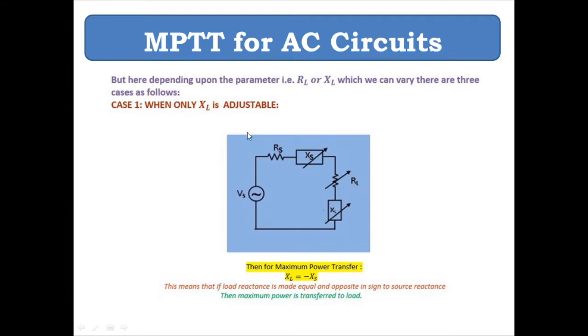For AC circuits, there are three cases depending upon the parameters in the load circuit which we can vary. When only the load reactance is adjustable, then the condition for the maximum power transfer is when XL, the reactance of the load, is the negative of the reactance of the source.